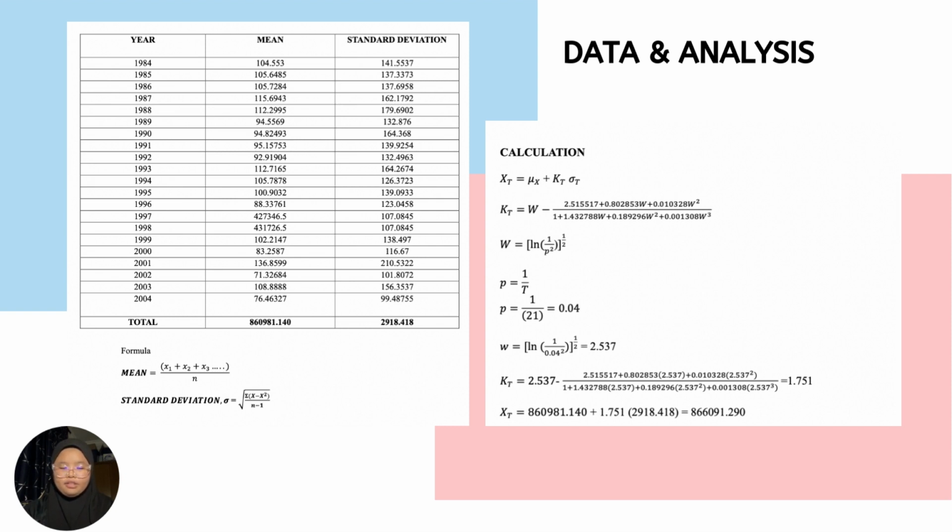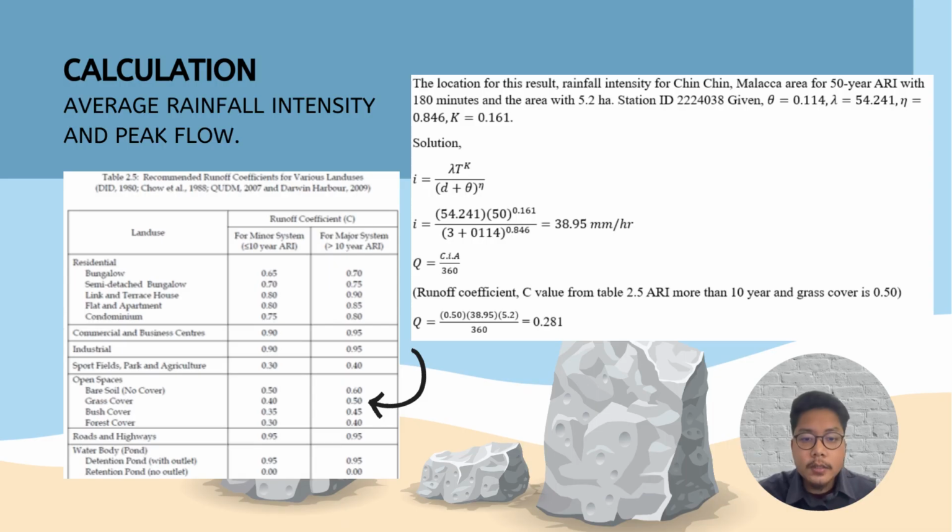Next, we have to estimate the magnitude of the annual rainfall. We use this calculation to get the value. Lastly, the value is 866,091.29 millimeter.